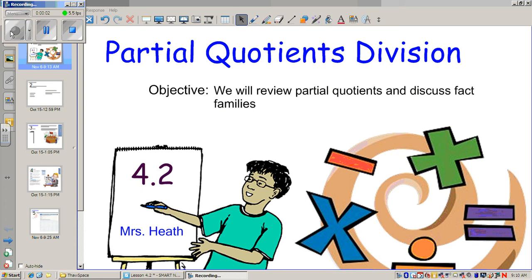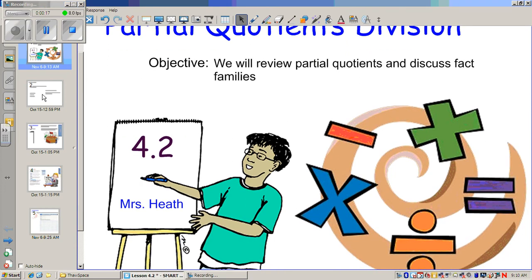Hi, and welcome to Lesson 4.2. Lesson 4.2 is on partial quotients division, which is just another way to divide. Our objective for the lesson is we will review partial quotients and discuss fact families. So we want to get started on that.